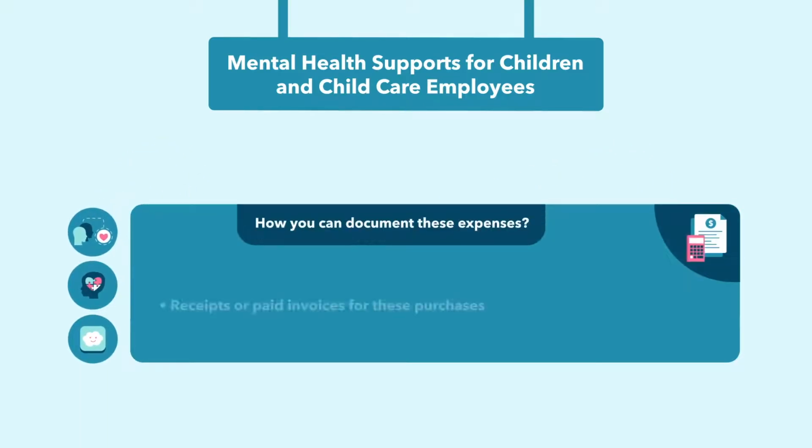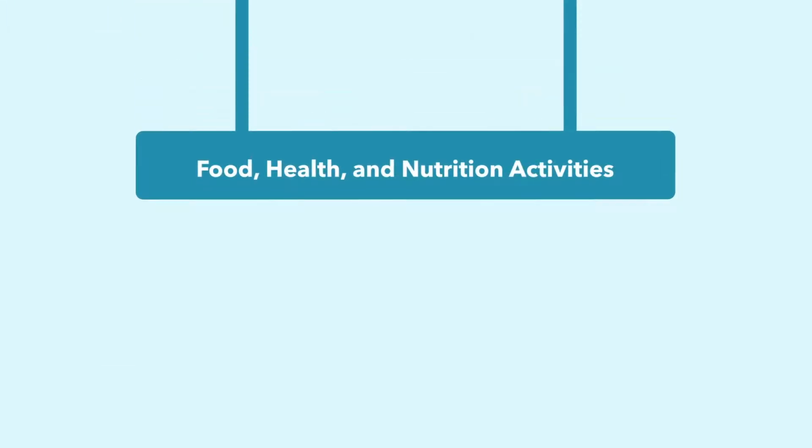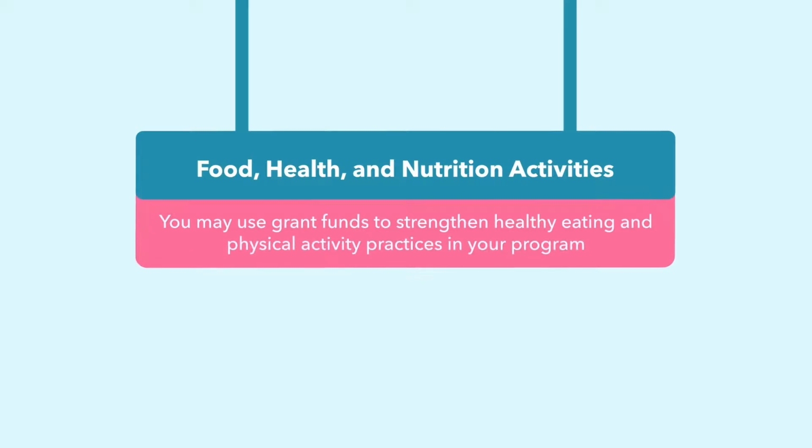How can you document these expenses? Receipts or paid invoices for these purchases. Food, health, and nutrition activities. You may use grant funds to strengthen healthy eating and physical activity practices in your program.